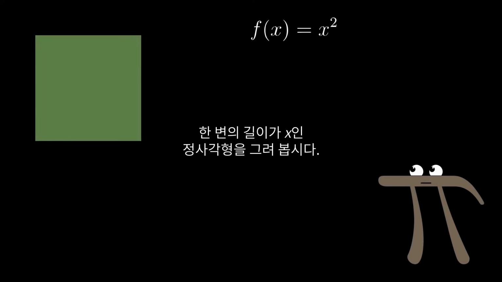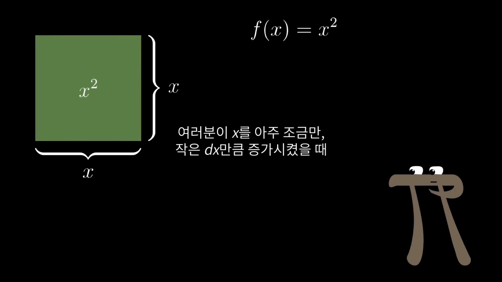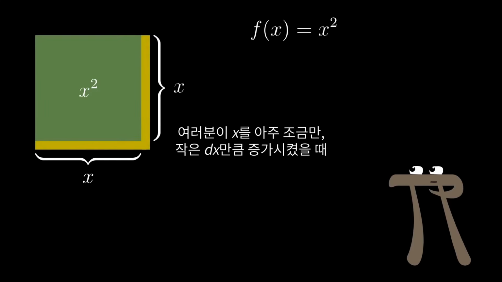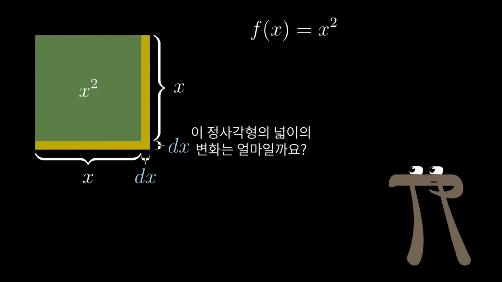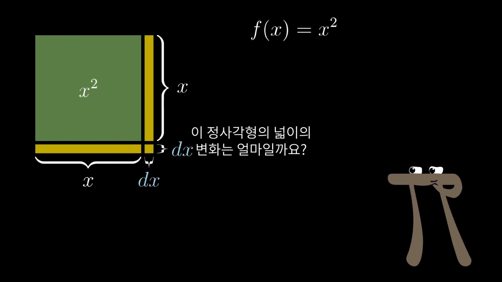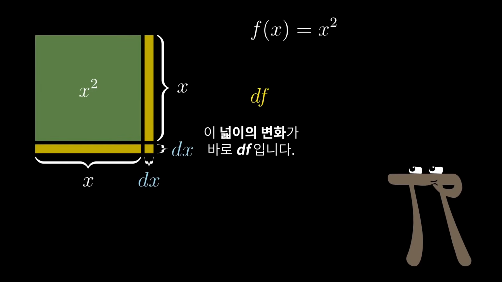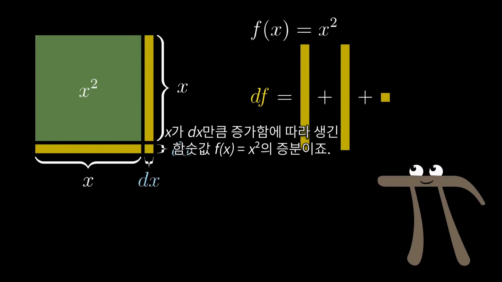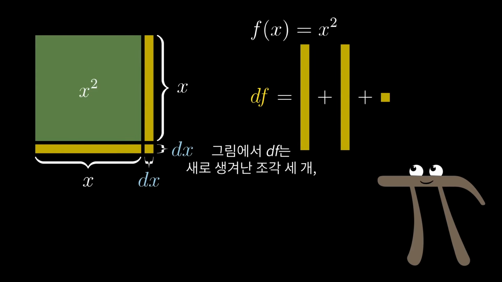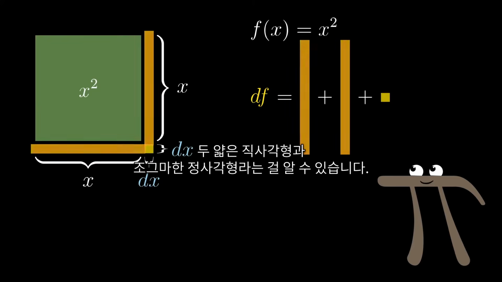And in this case, let's go ahead and picture a square whose side length is x. If you increase x by some tiny nudge, some little dx, what's the resulting change in the area of that square? That slight change in area is what df means in this context. It's the tiny increase to the value of f of x equals x squared caused by increasing x by that tiny nudge dx. Now you can see that there's 3 new bits of area in this diagram, 2 thin rectangles and a minuscule square.